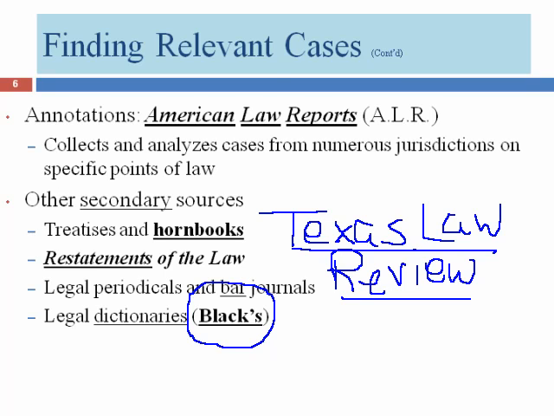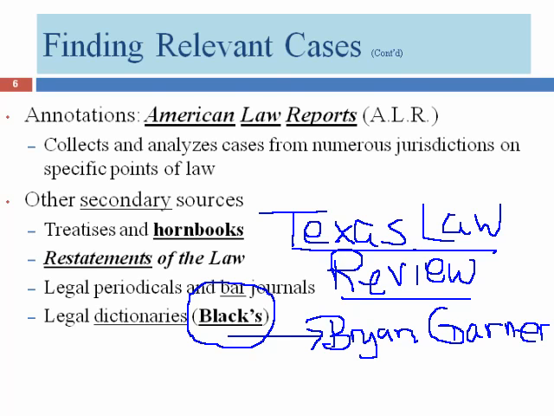By far the most name-recognized law dictionary is Black's. The current editor of Black's is a gentleman by the name of Brian Gardner. He is actually local. He has quite a reputation in the legal business for legal writing. When you take legal writing, you may well hear information about Brian Gardner. And we will talk about some of his approaches to legal writing when we get to Chapter 8. But for now, we're really just focusing on the fact that he is the editor of Black's Law Dictionary.